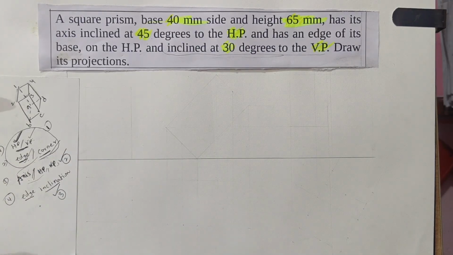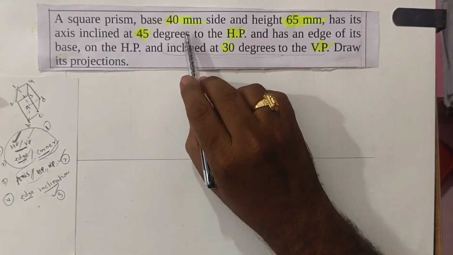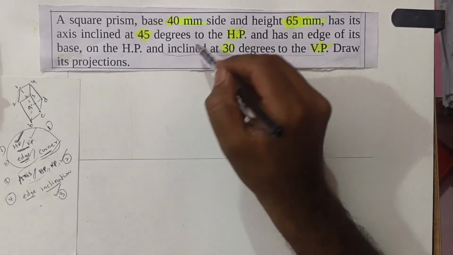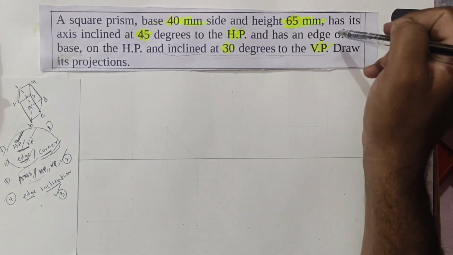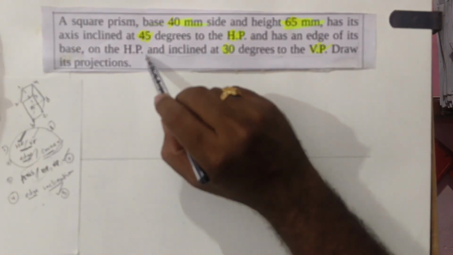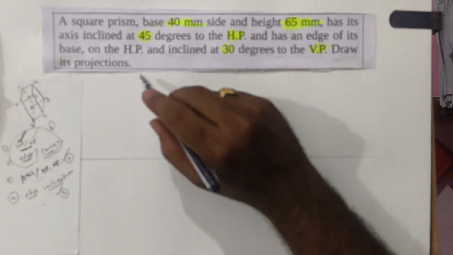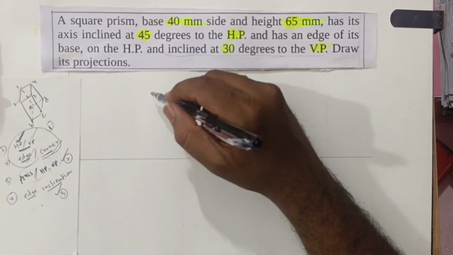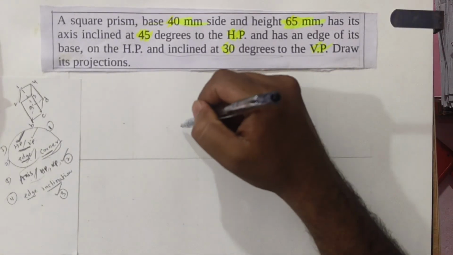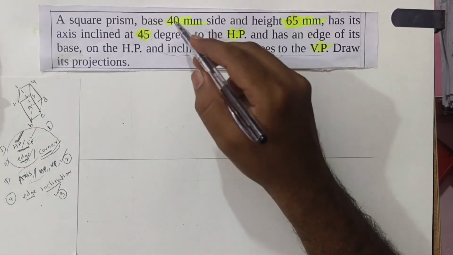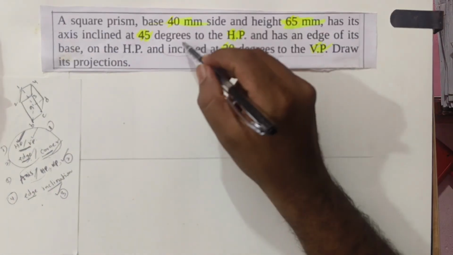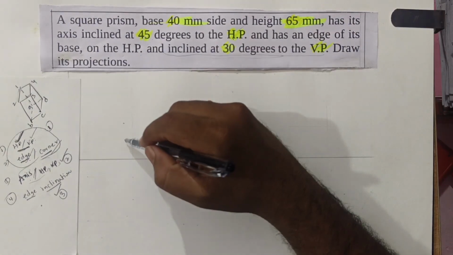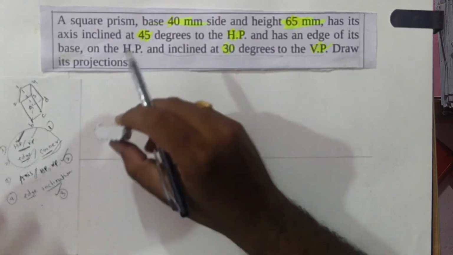So from this I can understand the square prism, base 40 mm and height 65 mm, has its axis inclined at 45 degrees to the HP and has an edge of its base on the HP. So it is resting on HP on one of its edges. For the second stage, axis inclination is mentioned with the HP, and they mentioned that the solid is on the horizontal plane. So in the first assumption we are going to assume that the solid is resting on the horizontal plane just like this.